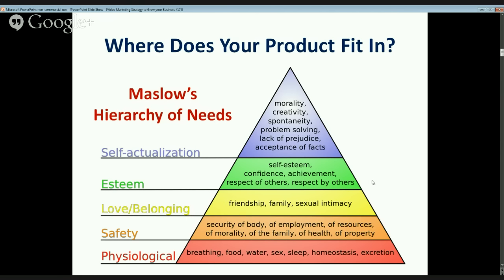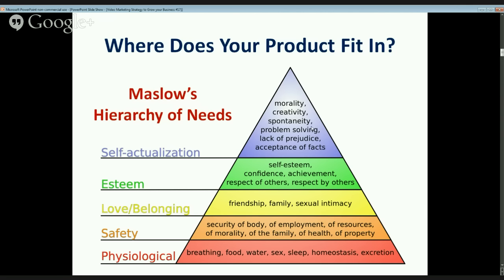So you really need to think about where your product, and when I say product, I mean service as well, fits in this hierarchy of needs. That's very important, because if I go back to my example with my shoulder injury, that's an acute problem, so that's going to be my number one need here. All the needs above it won't be so important.